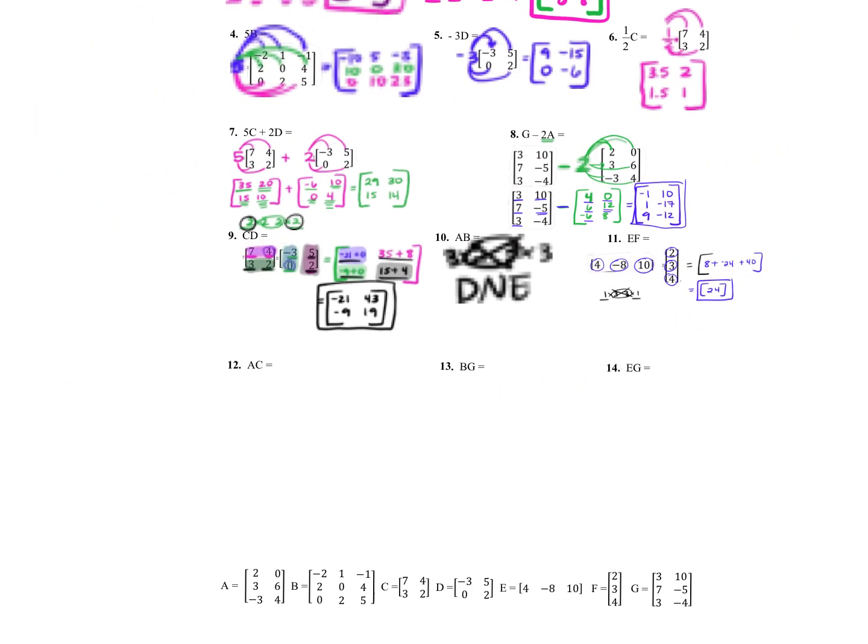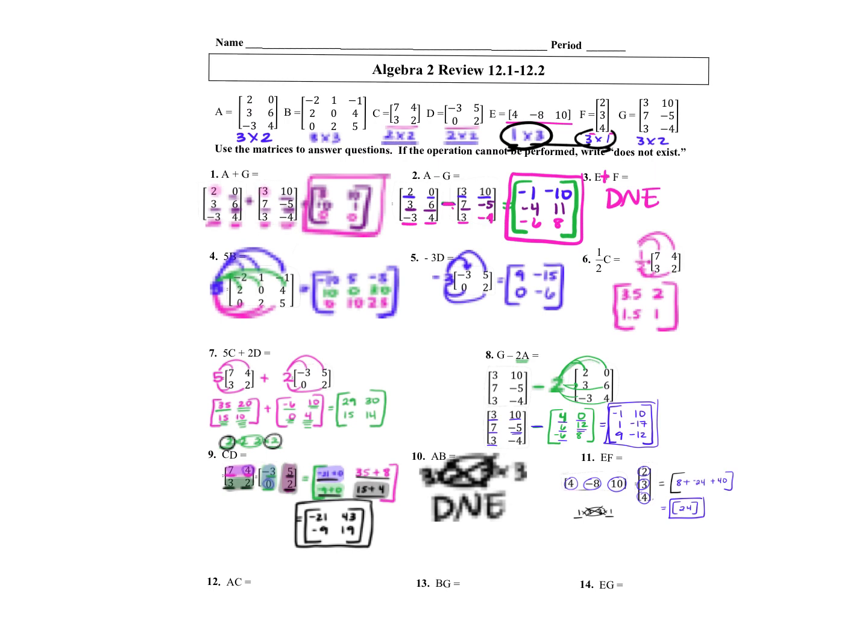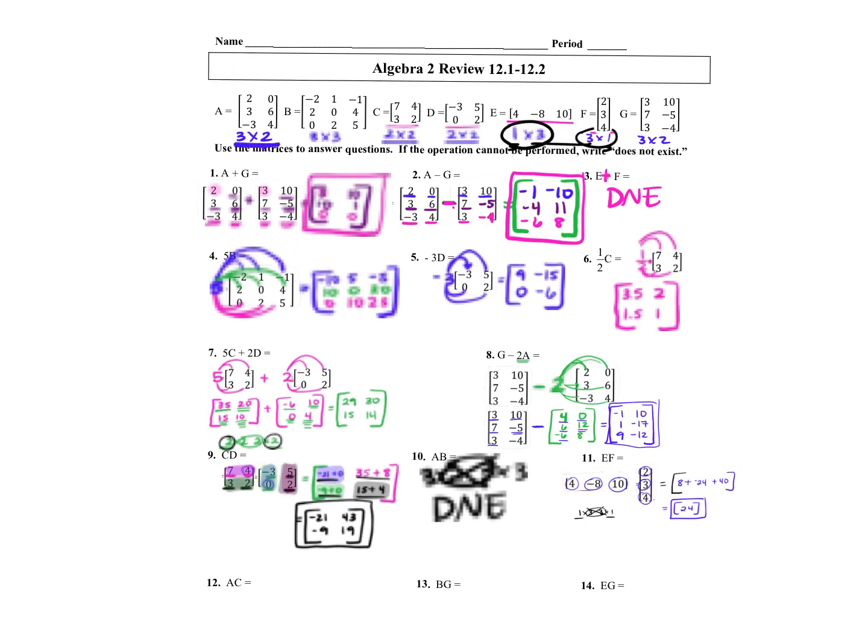Okay, number 12, A times C. So this is a 3 by 2 times a 2 by 2. Those two middle numbers, the 2's, are the same, so you can do it. So you're left with, then for an answer, a 3 by 2 is going to be your setup.